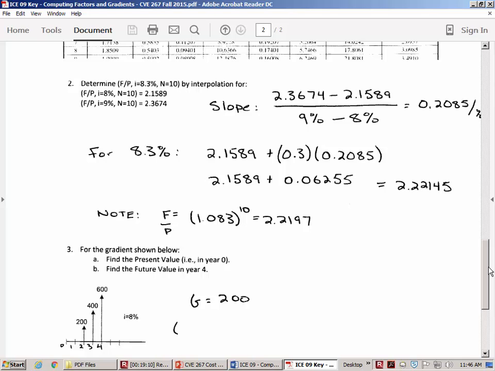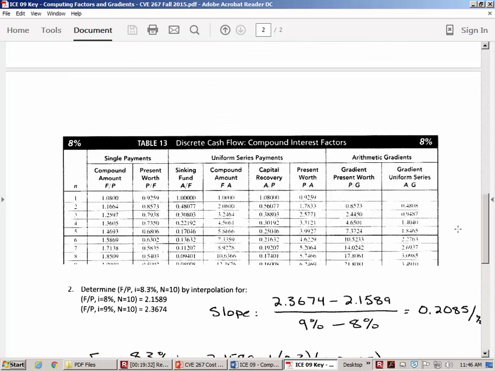If we were going to summarize this problem in that bracket summary language that we've had before, it would be find P given G for i equals 8%, N equals 1, 2, 3, 4. So we have at the top of the page a table where you can find the P/G column. Here it is, gradient present worth. Go to row 4, and you can look up the factor.